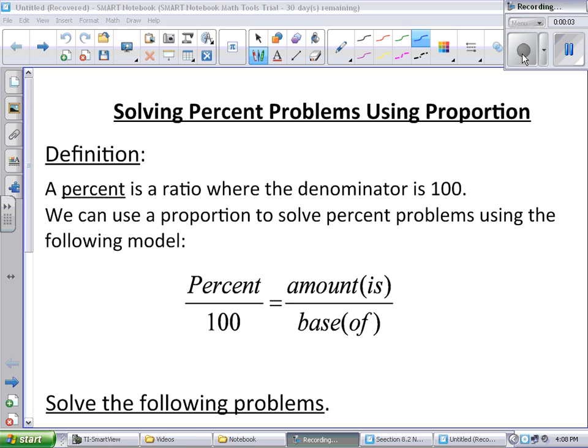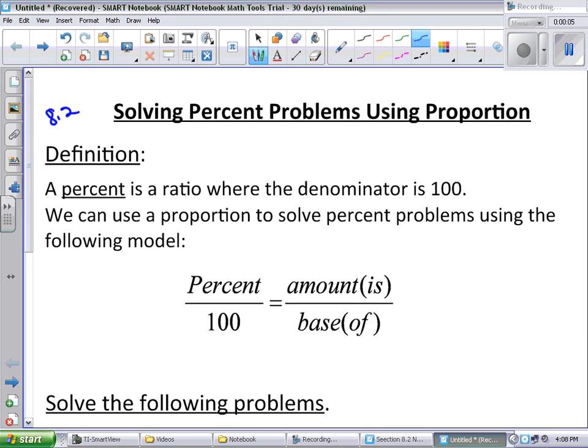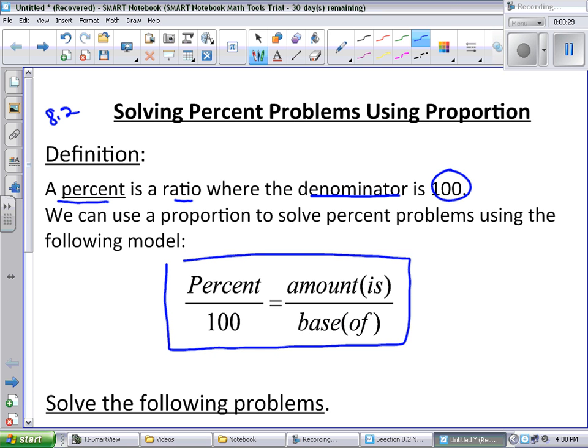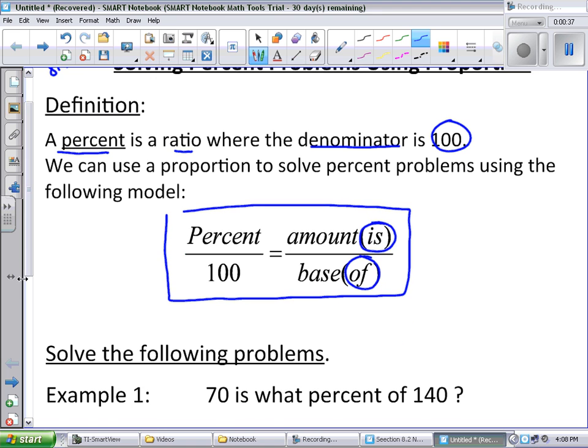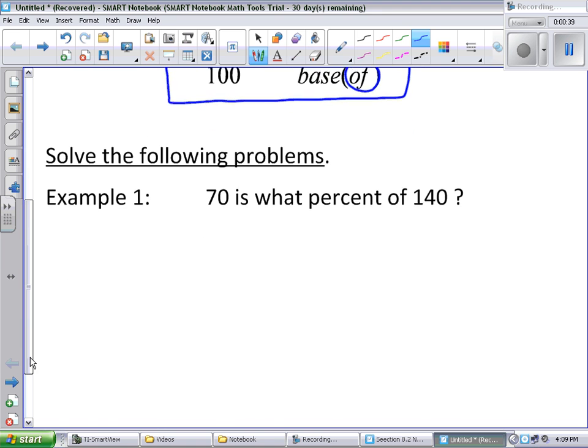Today we're going to talk about Section 8.2. This is on solving percent problems using proportion. A percent is a ratio where the denominator is 100. We can use a proportion to solve percent problems using the following model. Percent over 100 is equal to amount over base, or you can say is over of. And I'm particularly fond of using the is over of instead of the amount over the base.